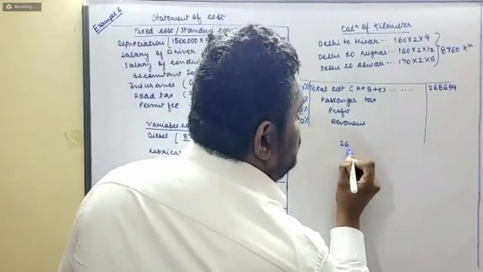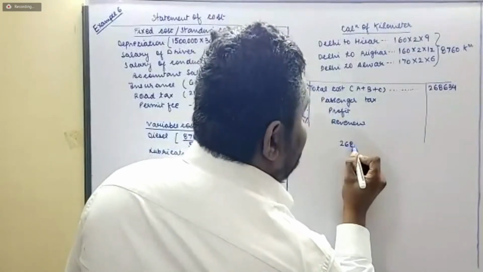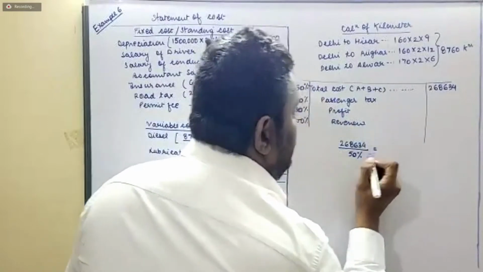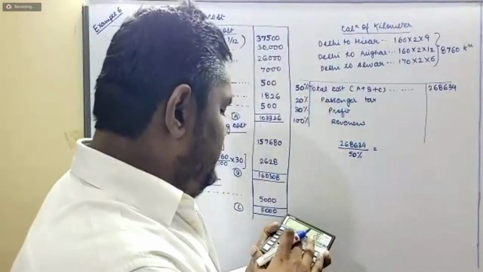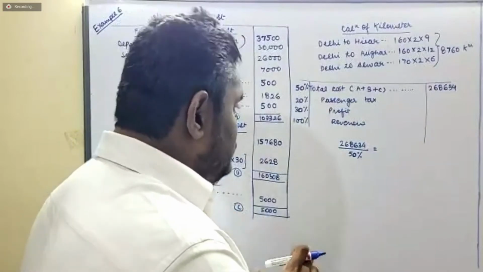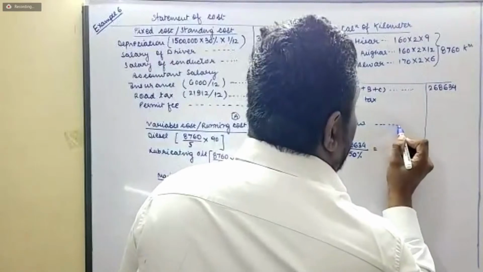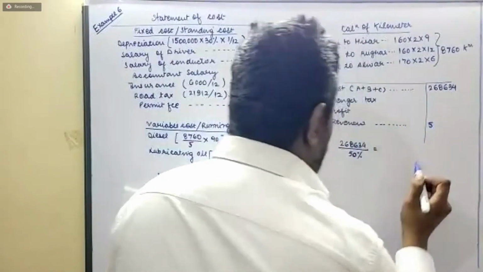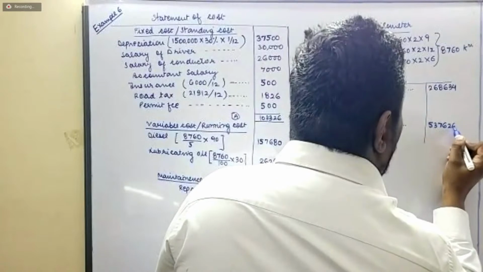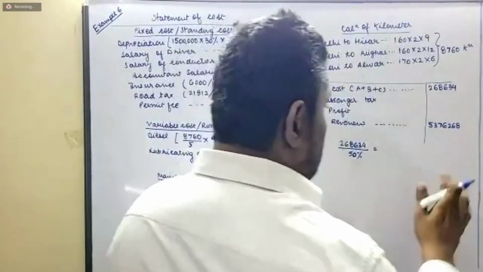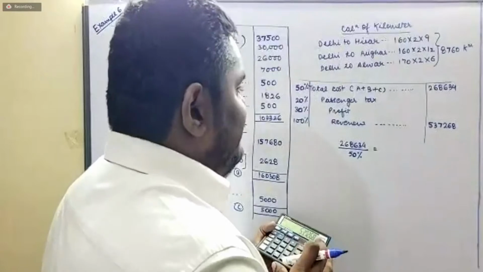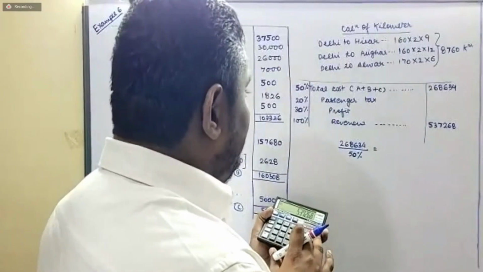So herein my cost is 268634, which is equal to 50% of the total takings. So how much will be 100? 268634 divided by 50%. So 537268 will be my total revenue. Five three seven two six eight is my total revenue.